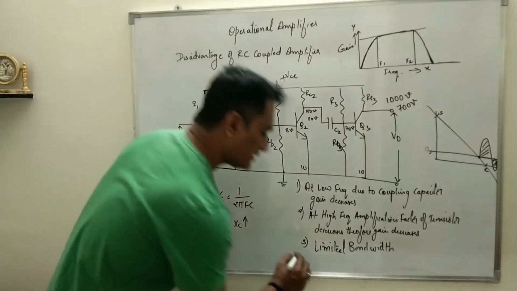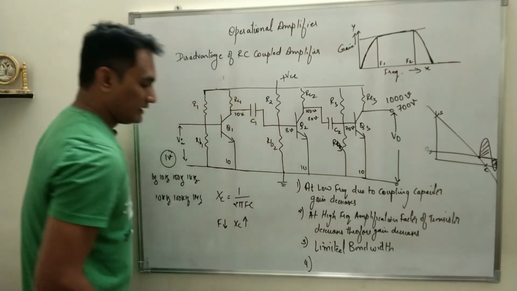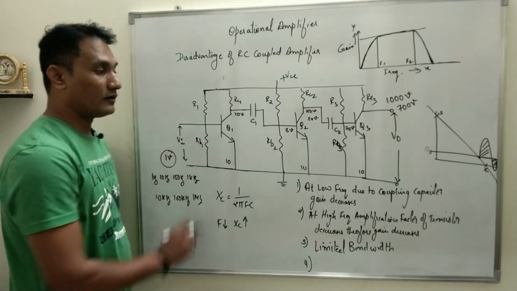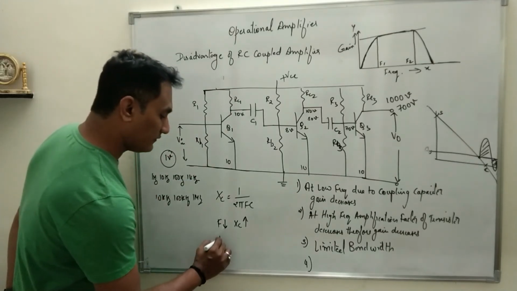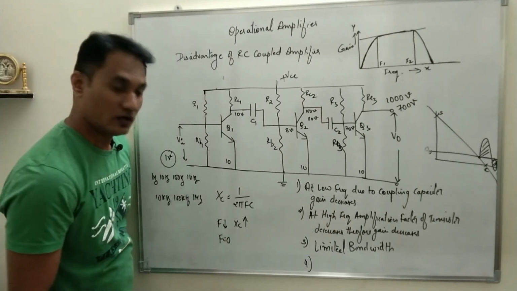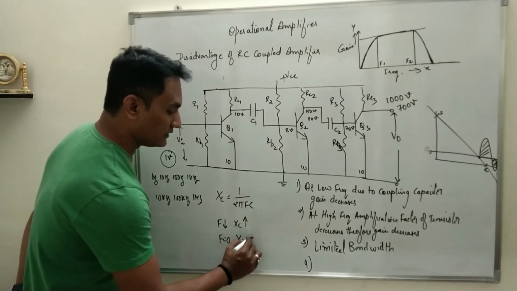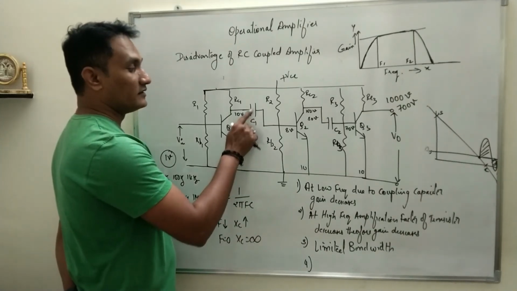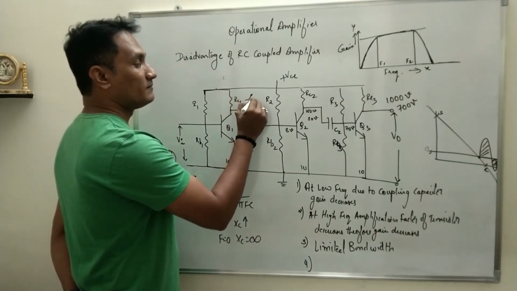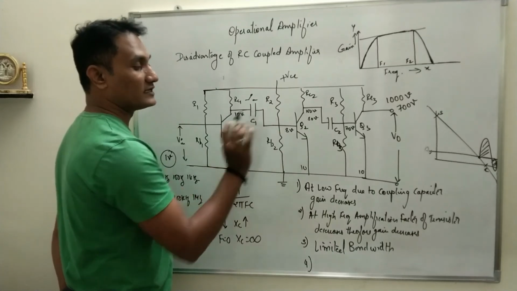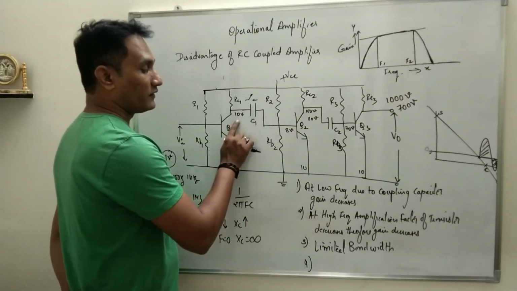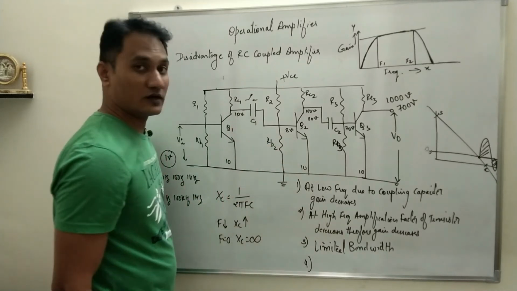And the last one, and the important one, is, for example, if the input which we are going to apply is a DC signal, for a DC signal frequency is 0, and if frequency is 0, capacitive reactance will be infinite, and if capacitive reactance is infinite, this will act as an open switch. It will not allow the output of the first stage to be transferred to the input of the second stage.